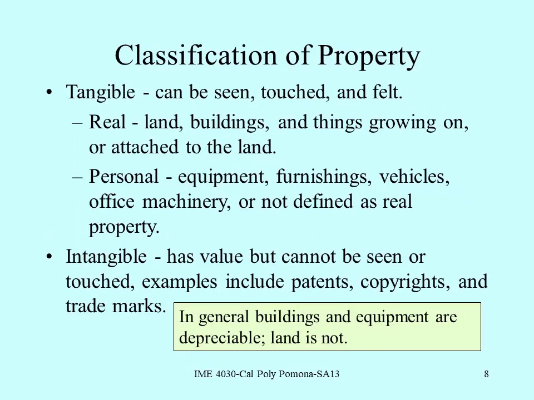Property is classified several ways, tangible and intangible, and in the tangible category we have real and personal property. Real property are things like land and buildings. That's where you get the word real estate from. Personal property are things like equipment, furnishings, vehicles, office machinery.